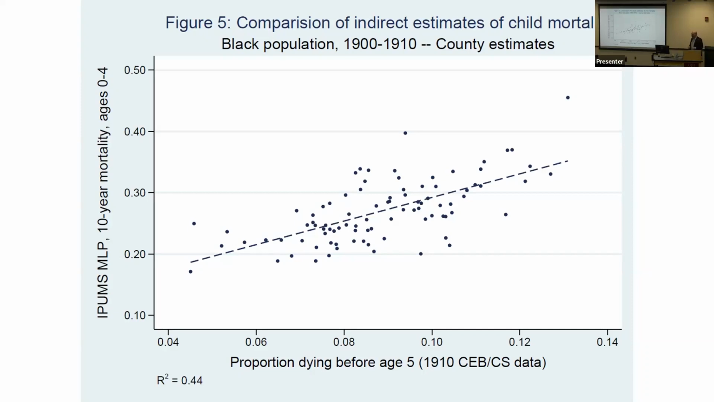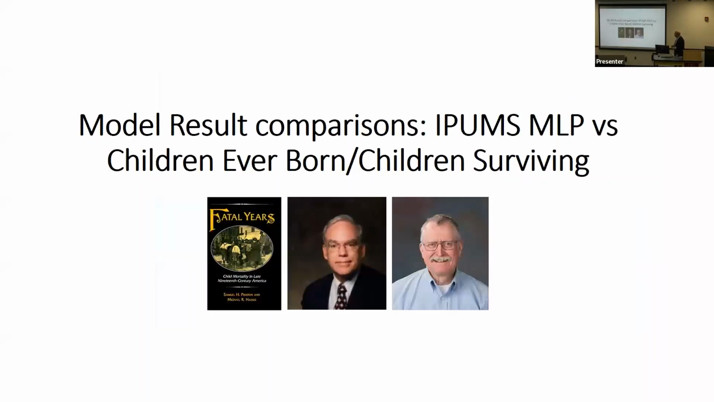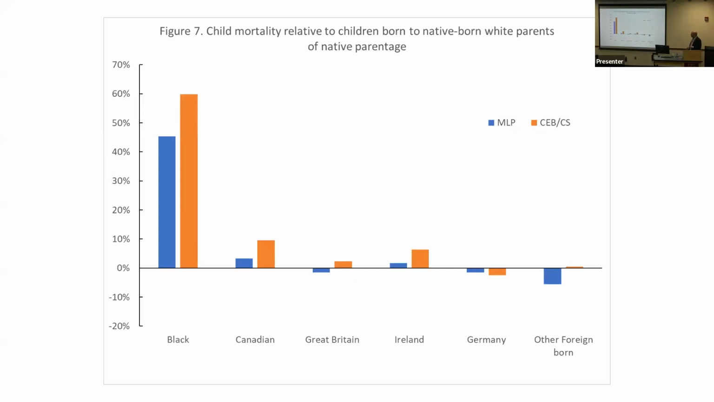We're encouraged. What we really want to use these data for is what Preston and Haynes did for 1900. We want to do the same kind of thing they did for the whole span of years. How does it perform in the kind of analysis that they ran? So we can run their models using their data, children ever born, children surviving, and the IPUMS MLP data.